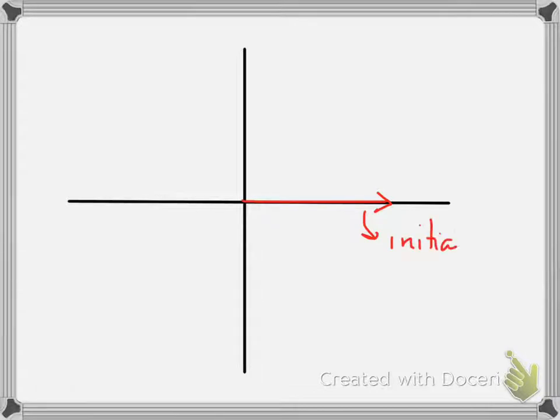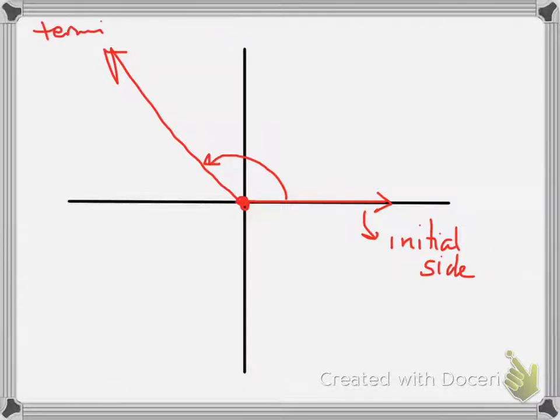So standard position has its initial side on the positive x-axis. The starting point of the angle is called the initial side. The vertex is at the origin. And then the angle is going to sweep out. It's always going to have a directional arrow. The directional arrow is an important part of the scenario. And this is called the terminal side.